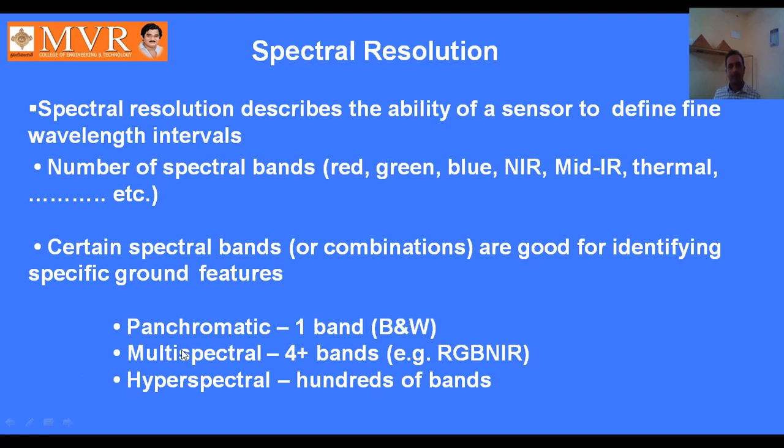Panchromatic has 1 band. A multispectral sensor has 4 bands or more. Hyperspectral has hundreds of bands. Hyper means high, and spectrum means wavelength regions, frequencies, bands. Spectrum means nothing but a band. So hyperspectral means hundreds of bands.